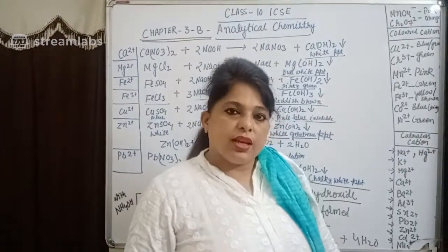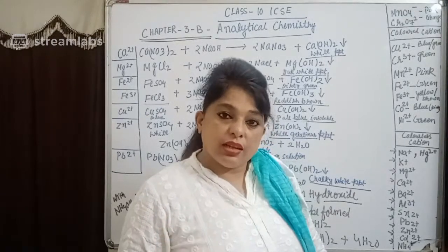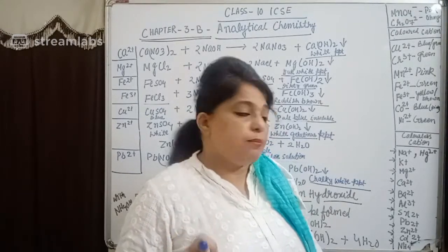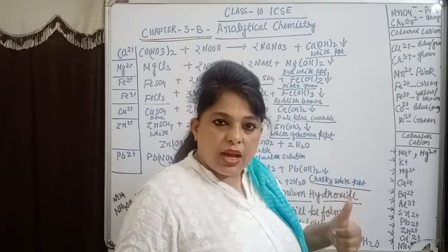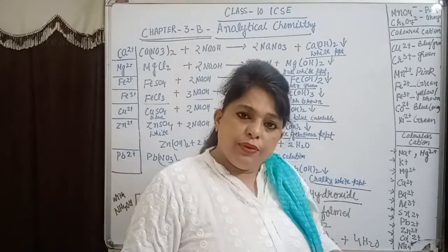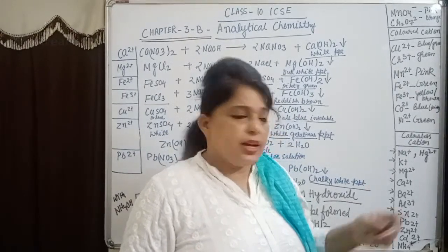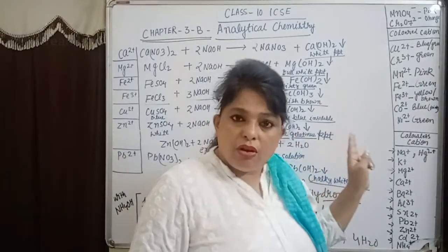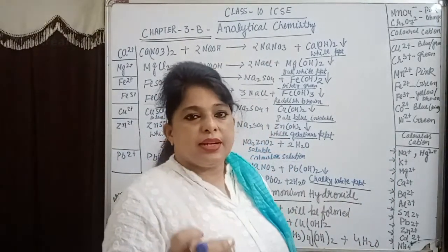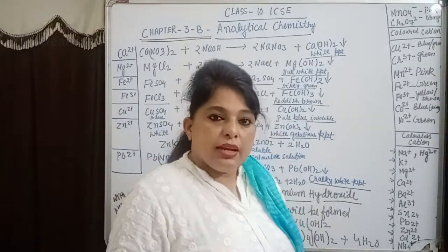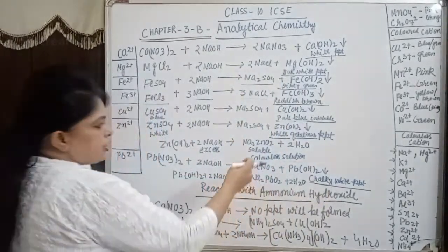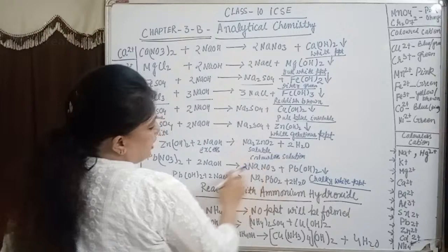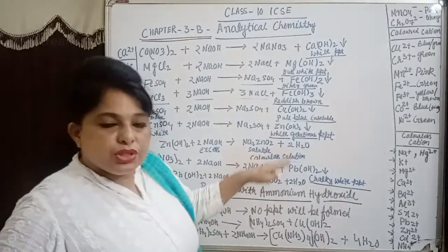So once again you can confirm that it is zinc sulfate, because zinc sulfate forms a white gelatinous precipitate on adding sodium hydroxide. When you add excess sodium hydroxide to the zinc hydroxide, this precipitate will be soluble. Why will it be soluble? Due to the formation of sodium zincate, which is a soluble colorless solution.